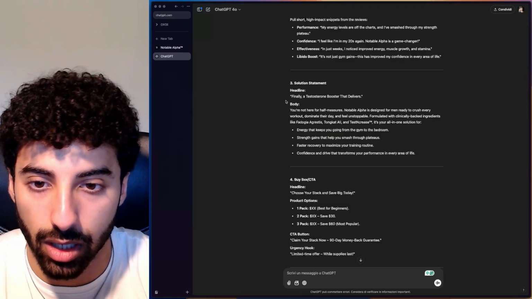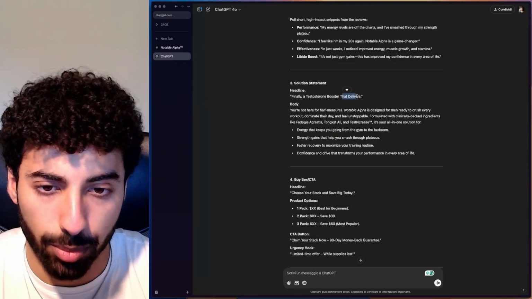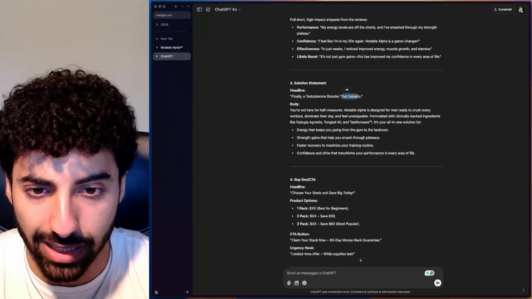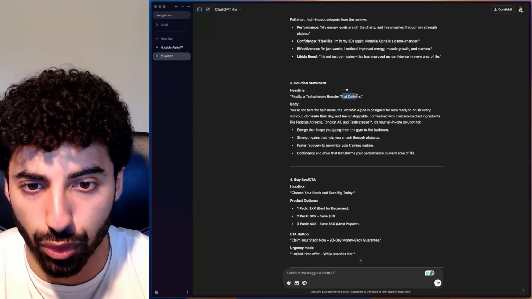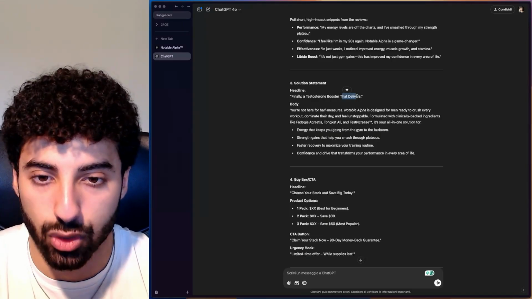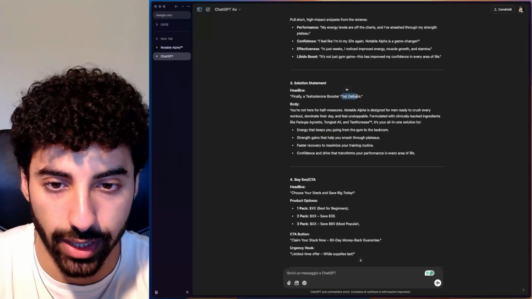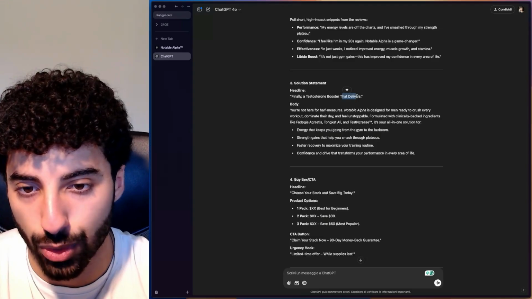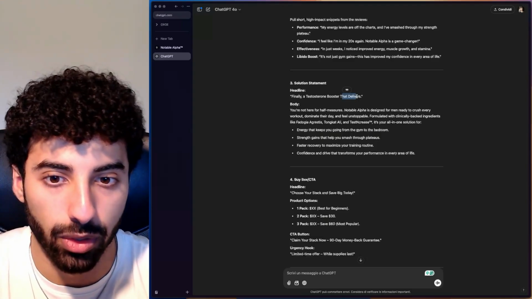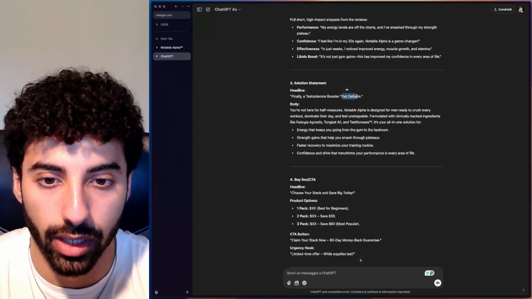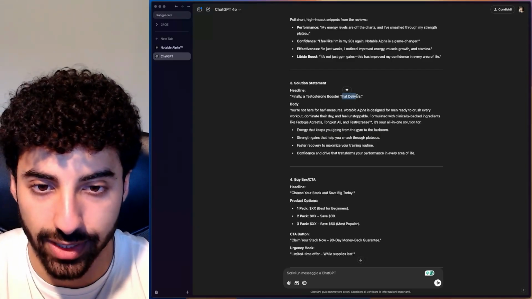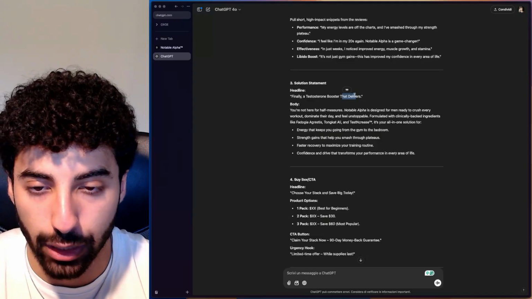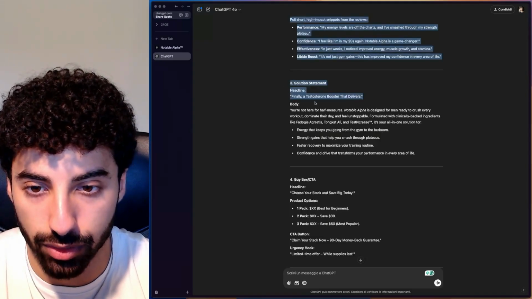Solution statement, a testosterone booster that delivers. This is not a bad headline. The angle you're going for here is someone that has already tried a few solutions, or maybe very sophisticated traffic that has tried other solutions, or may have heard that testosterone boosters are useless, or they're a scam or stuff like that. So you can use that angle here for this.